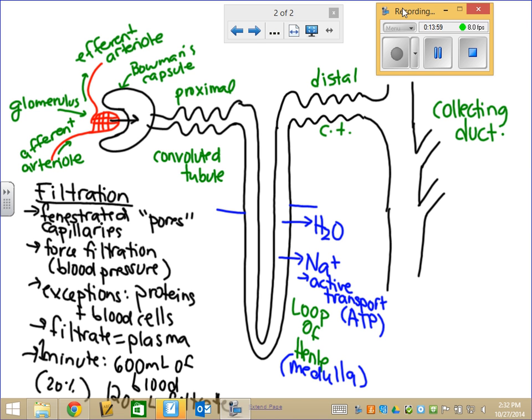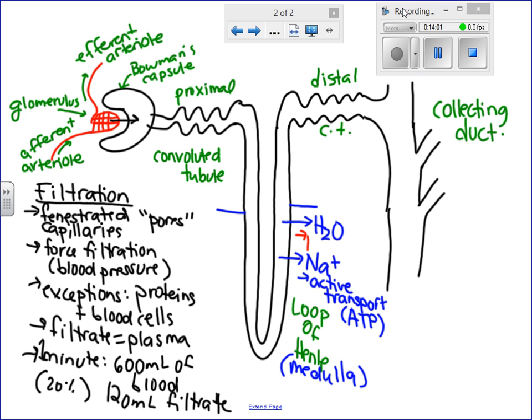Now, water is being reabsorbed too, but the reabsorption is passive. The reason that we call it passive is because no cell energy is required for the movement of water. The reason that water will move is because of osmosis.